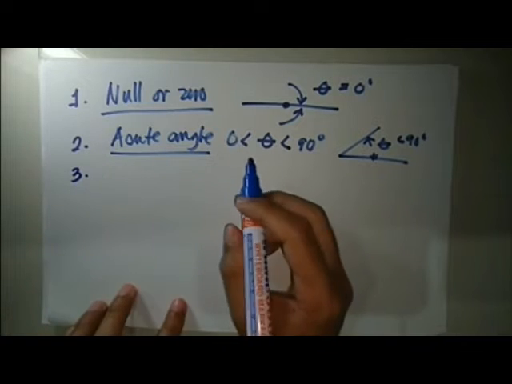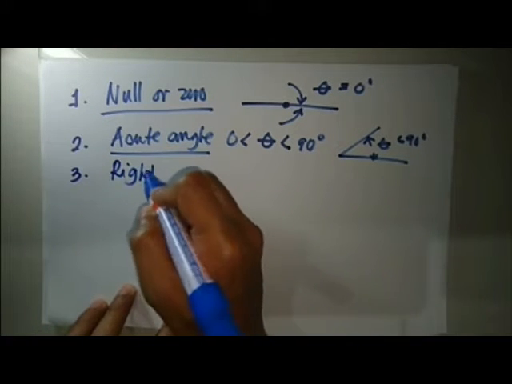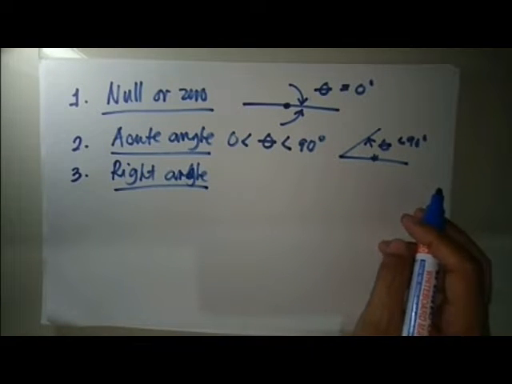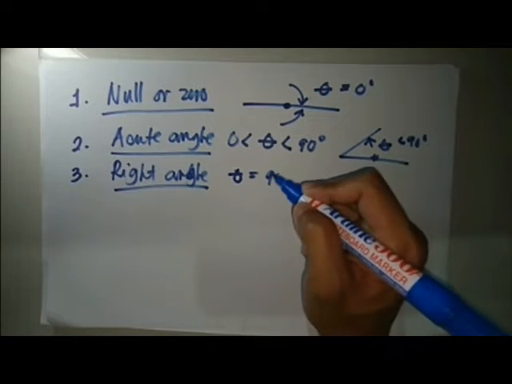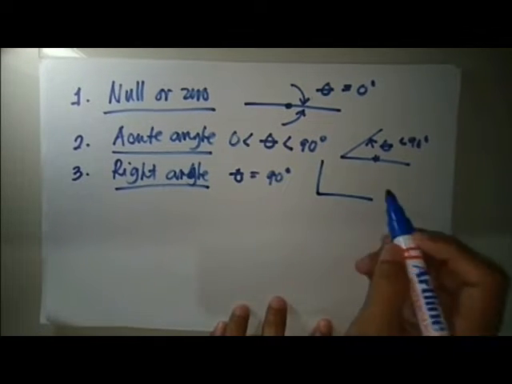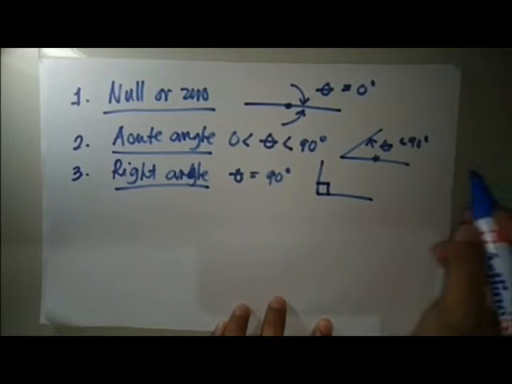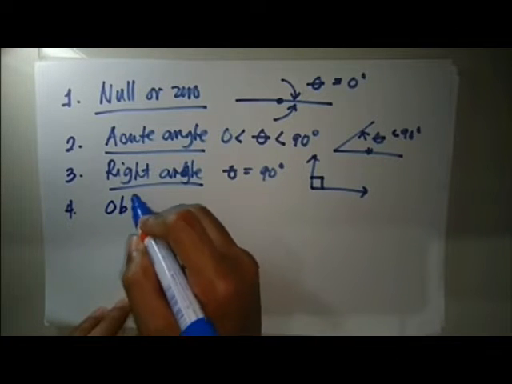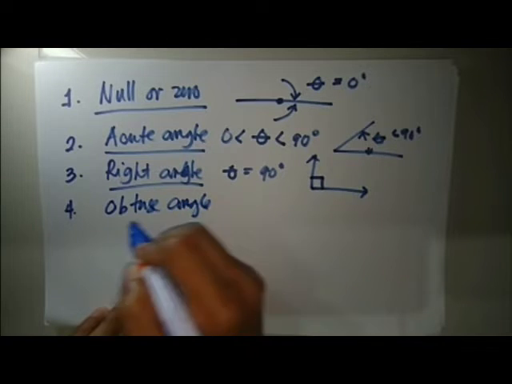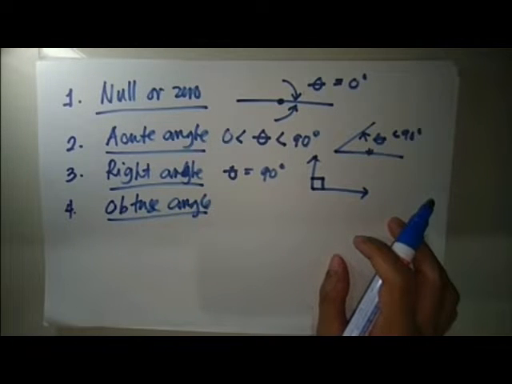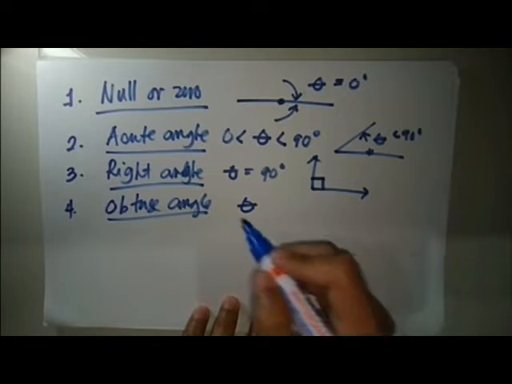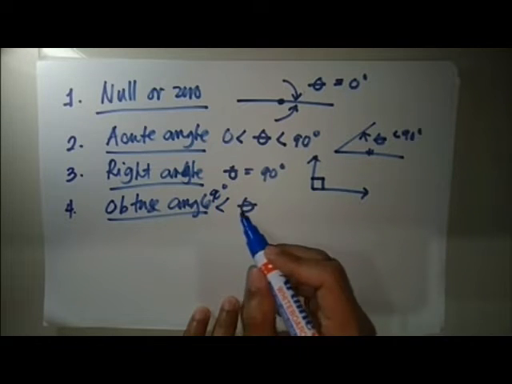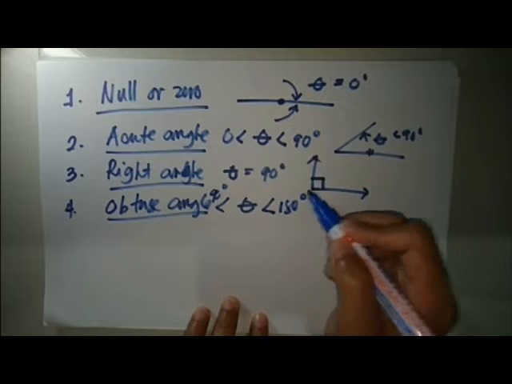Third, you have the right angle. Your angle is a right angle if it is equal to 90 degrees. So you have two perpendicular lines, and the angle between the two lines is 90 degrees. Fourth, you have the obtuse angle. When we say obtuse angle, your angle is greater than 90 degrees but less than 180 degrees.